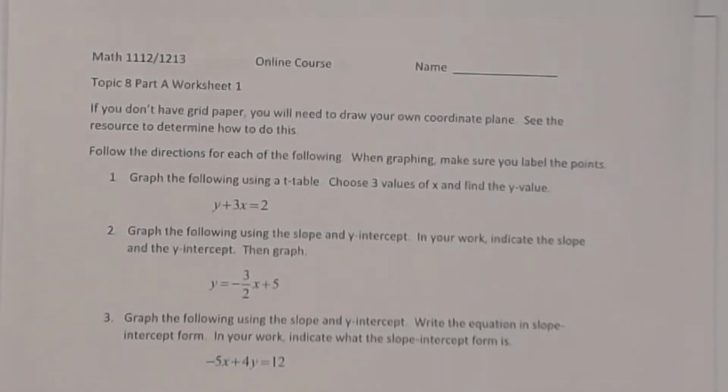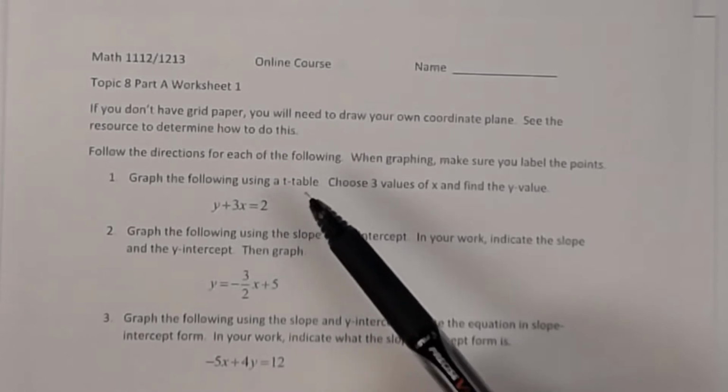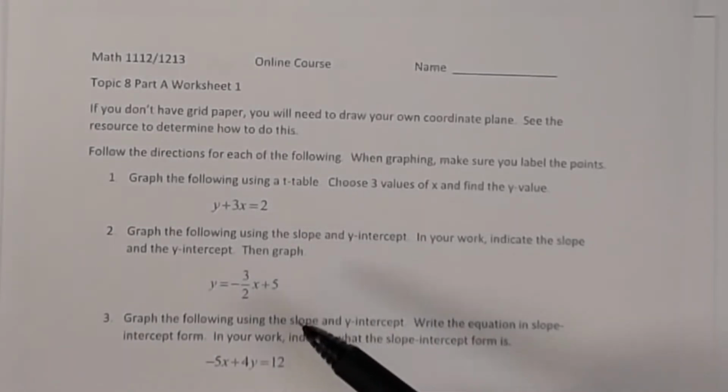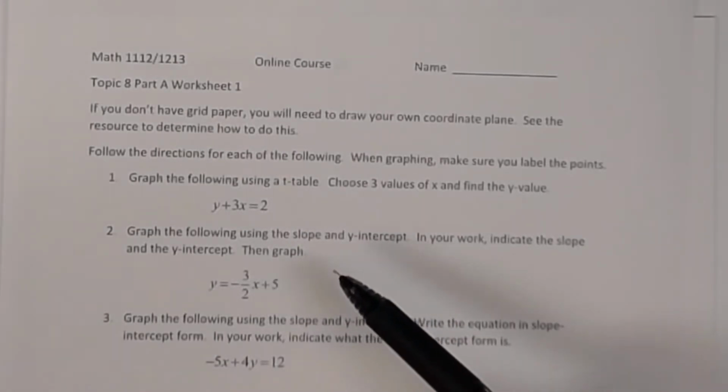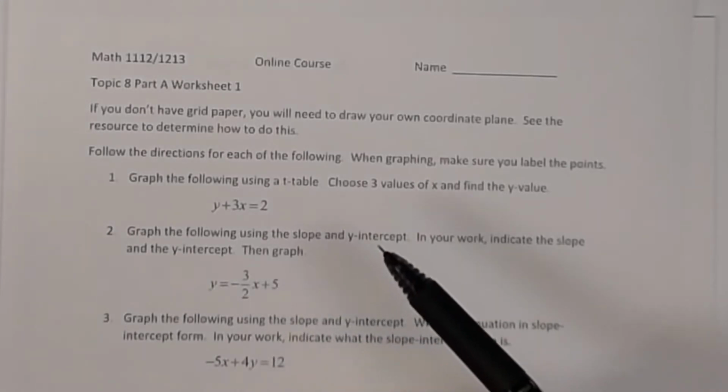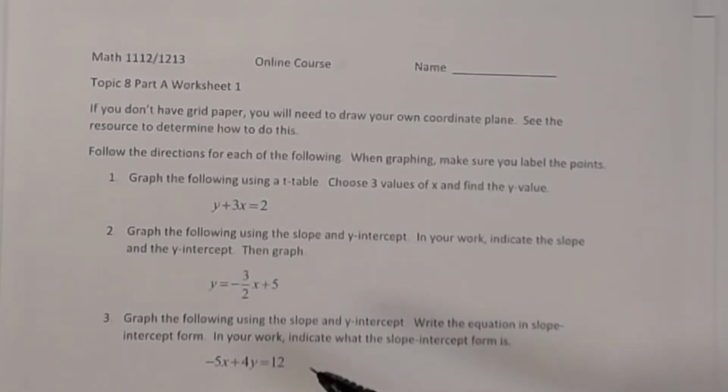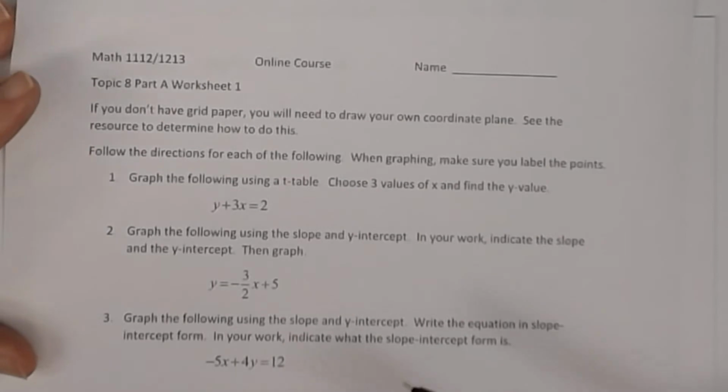This is a key to the worksheet on topic 8, part A, and this is where you want to graph these linear equations. Now, number one, you wanted to use a t-table, and in number 2 and 3, you had to use slope and intercept to graph. So it's very important that you read the directions when you're working on these problems.